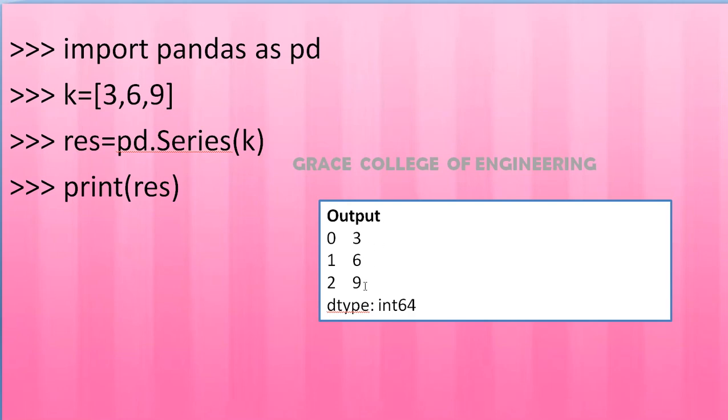Like column-wise, you get the output, right? That is, 0, 1, 2 is the index. Index always starts from 0. So 0, 1, 2 is the index value, and the list values are 3, 6, 9. The data type is integer. That is given. I hope you all understood what Pandas is and how to write a Pandas program.